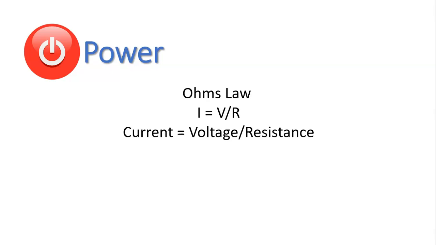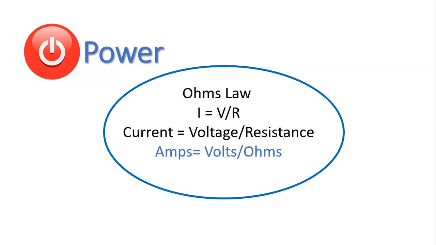Current is equal to voltage over resistance because current is always the output. We can vary the voltage, we can vary resistance, but we can't vary the current directly. So that is why current is the output of Ohm's law. And the units for that would be amps equals volts over ohms.